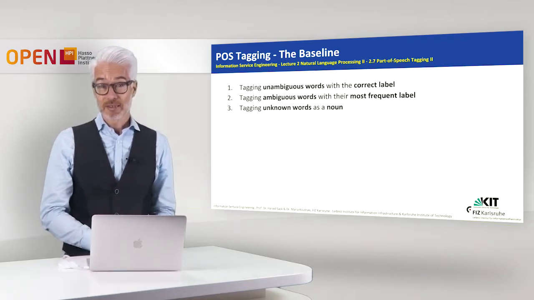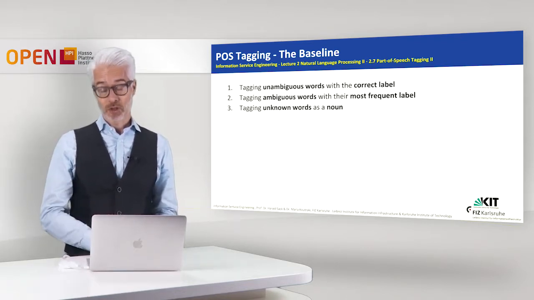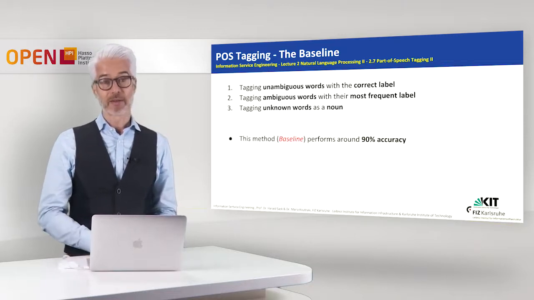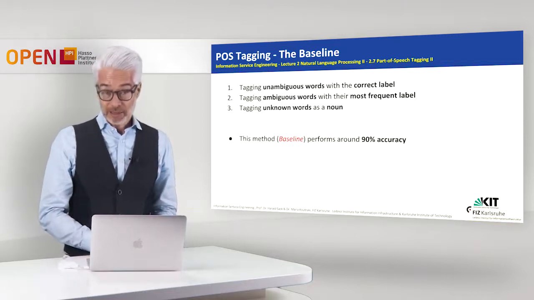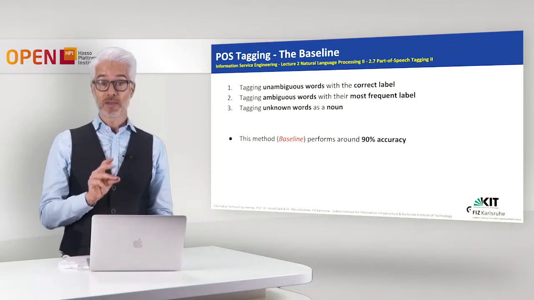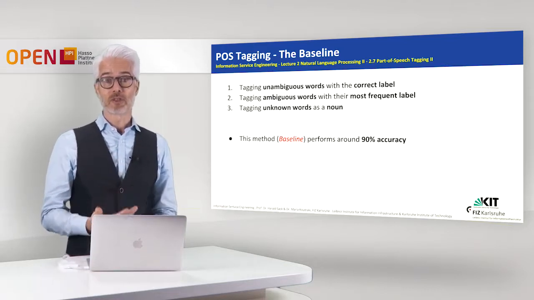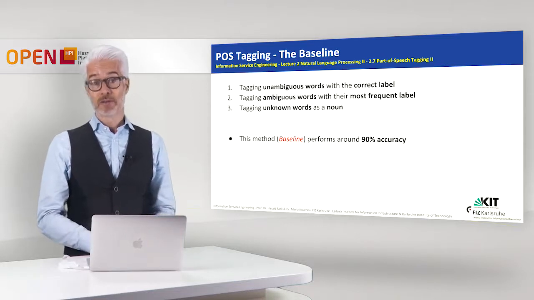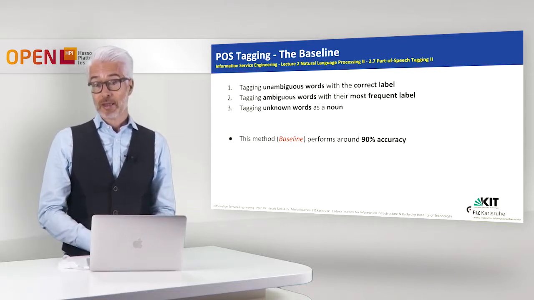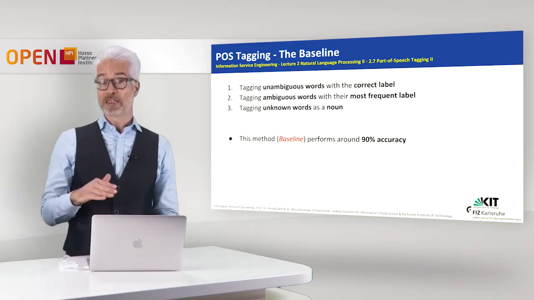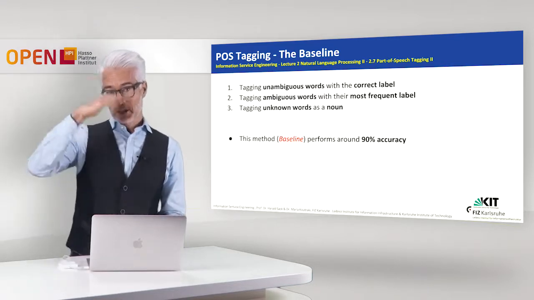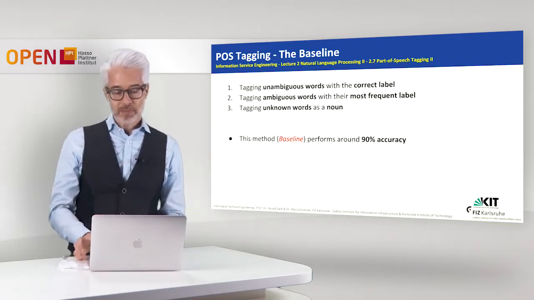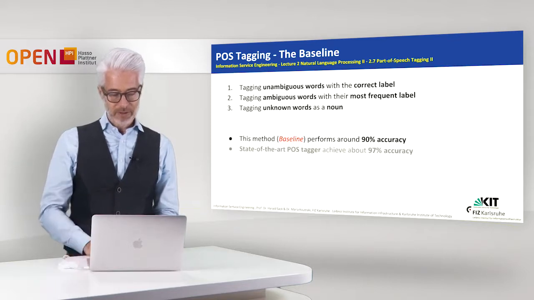The question now is, what's the quality that we can achieve with exactly this kind of baseline? And you might be surprised that this simple method already gives you an accuracy of 90%, so only 10% of error. So this is really high. This is the bottom line, the baseline that we want to beat. What's the upper limit? How good can it be? So let's have a look.